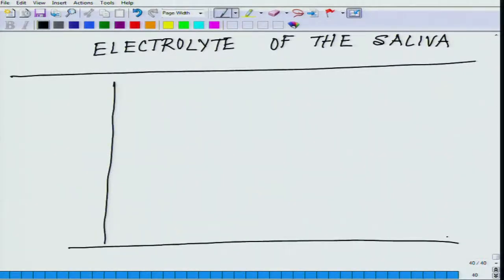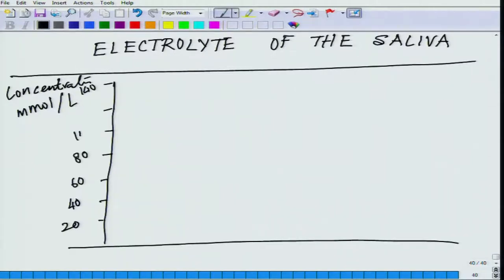So, the x axis will be the concentration in millimole per liter. Let us put it like this: 20, 40, 60, 80, 100, 120, 140. Now, I will pick up four different colors for four different ions. For sodium, I am picking red; for potassium, blue; for chloride, green; and for HCO3 minus, light green.